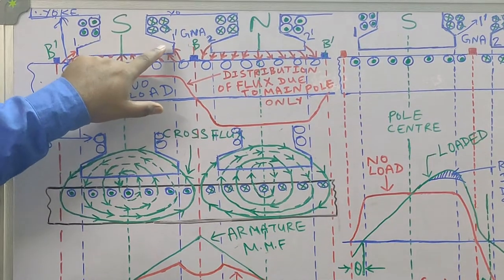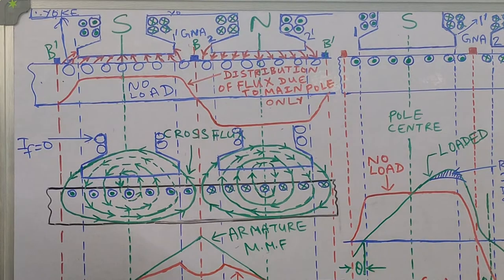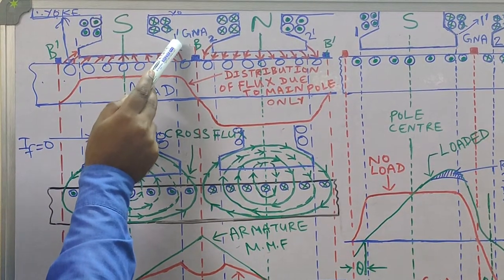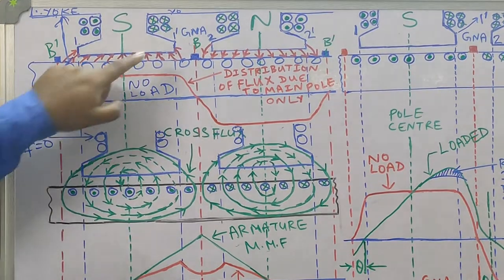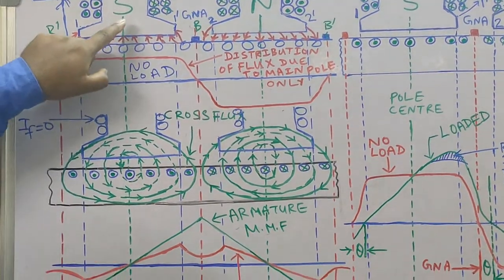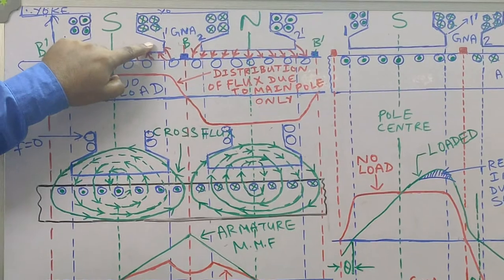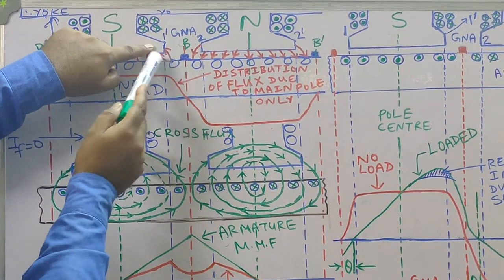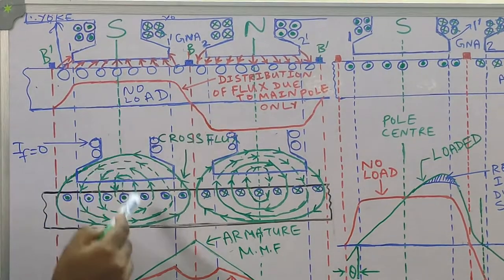But if you consider pole tip 1 dash, that is the trailing pole tip of south pole, what is pole tip 1 dash? Pole tip 1 dash is nothing but the trailing pole tip of south pole. So at pole tip 1 dash, you see armature flux and field flux are in the same direction. So there they get added.